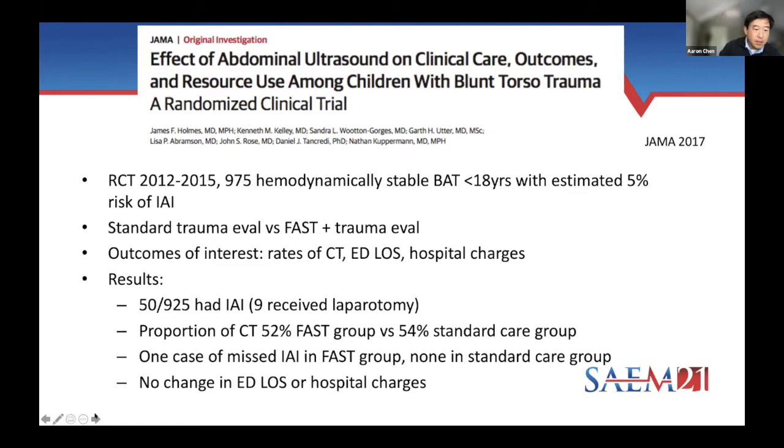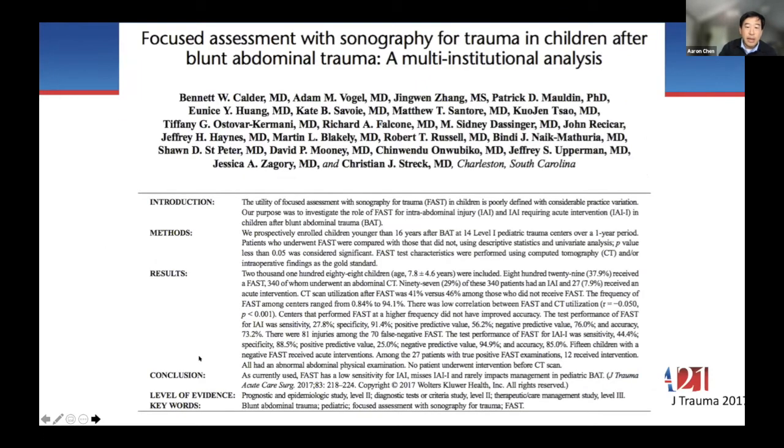Another study was a multi-center study of 14 level 1 pediatric trauma centers where they looked at kids who received FAST versus not. What they found was that the sensitivity in this particular group was around 28% for the FAST exam, and the specificity was decent at 91%. But again, I think their conclusion was that the FAST exam is probably not beneficial in routine use for pediatric patients.